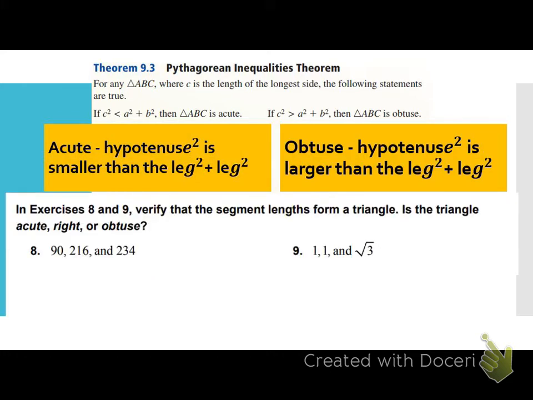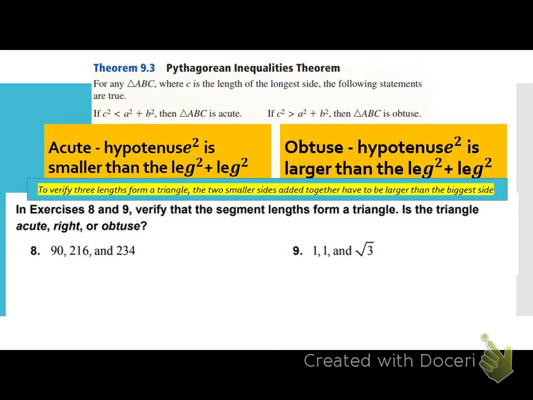This is the set of questions that you have. It says to first verify that the segment lengths form a triangle. We learned this in chapter 6. To do that, you take the two smaller sides. Them added together need to be larger than the biggest side.